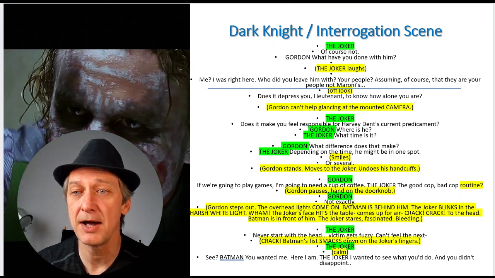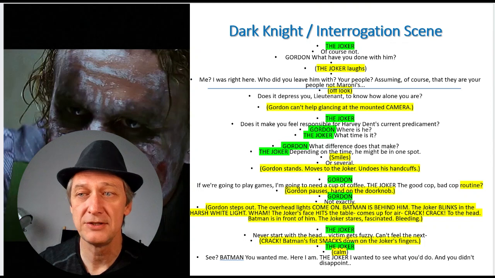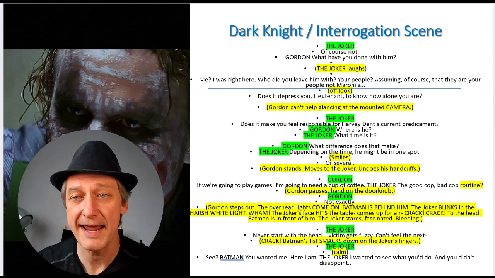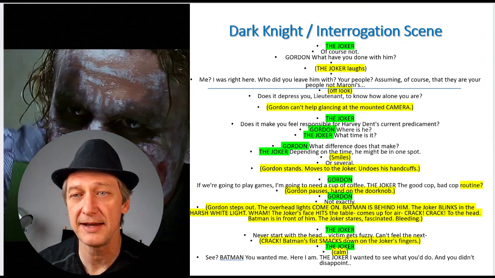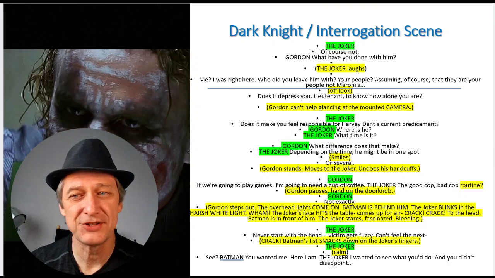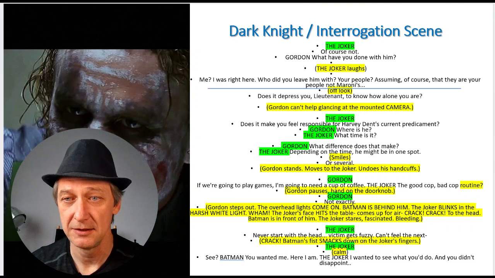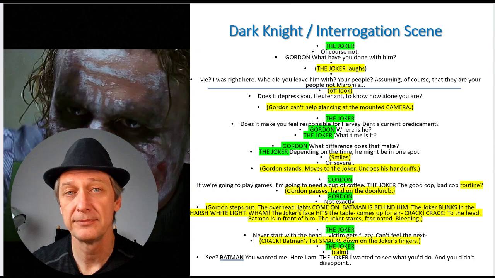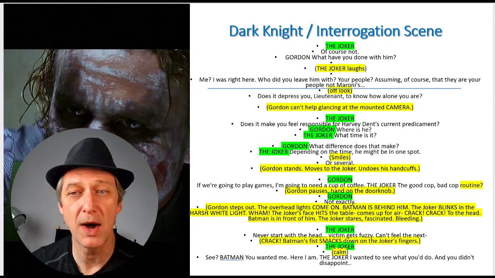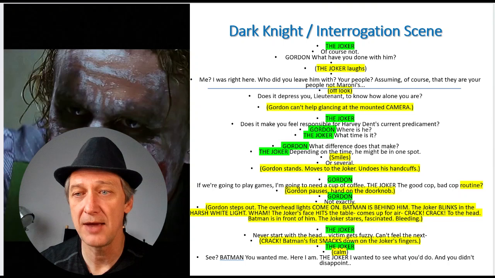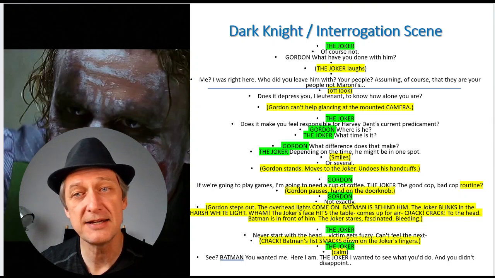The overhead lights come on. Batman is behind him. The Joker blinks in the harsh white light. Wham! The Joker's face hits the table, comes up for air. Crack, crack to the head. Batman is in front of him. The Joker stares, fascinated and bleeding. The Joker: Never start with the head. Victim gets fuzzy. Can't feel the next crack. Batman's fist smacks down on the Joker's fingers. The Joker, calm: See, Batman, you wanted me. Here I am. I wanted to see what you do, and you didn't disappoint.